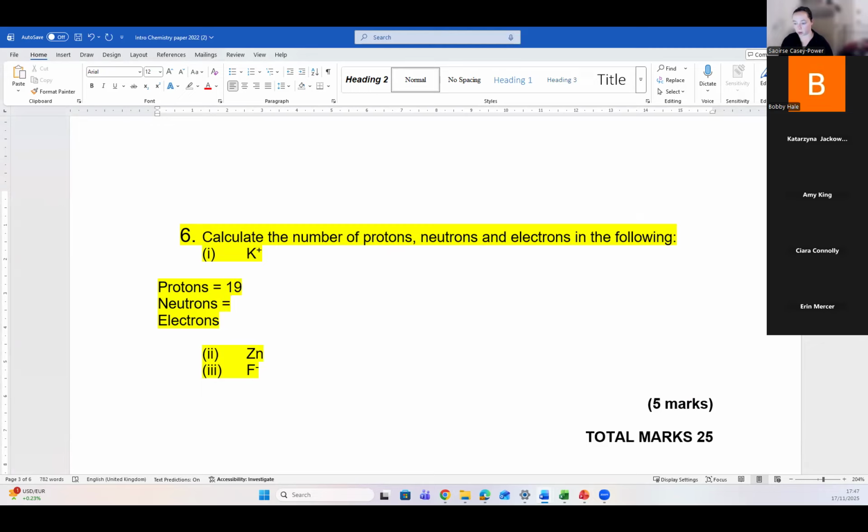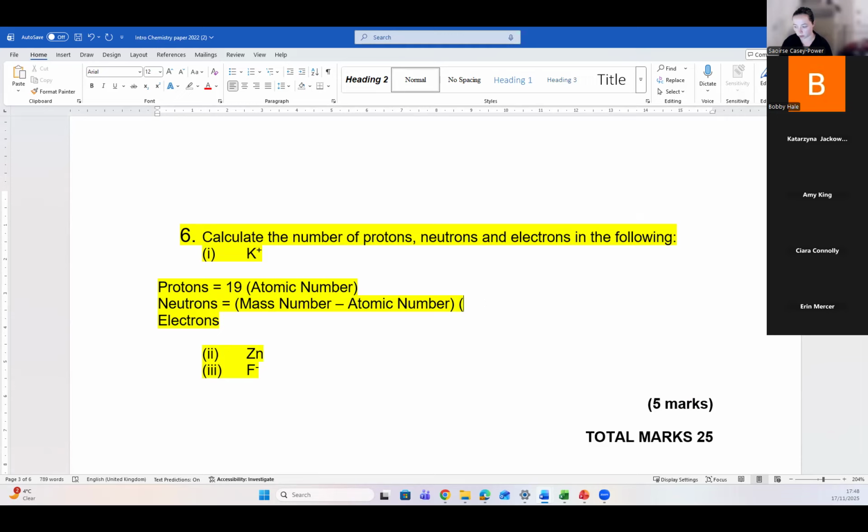Your neutrons are going to be your mass number minus your atomic number. So just make a note of that. Your neutrons are your mass number minus your atomic number, and your protons are your atomic number. The way I always remember it is that if you're looking at an element on the periodic table, the larger number is the molar mass. So the mass number is the molar mass, and it's always the higher number.